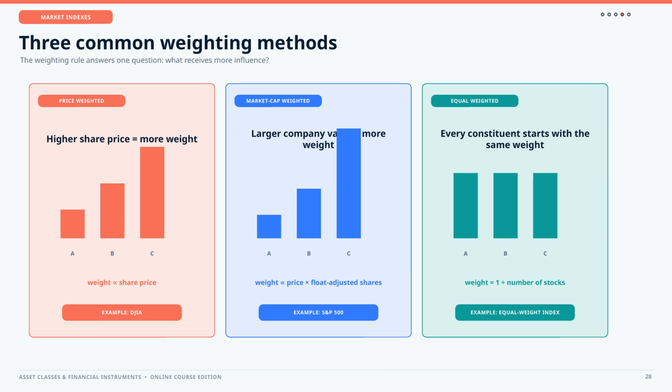The weighting method changes concentration, turnover, and sensitivity. It also changes what an investment in the index means economically: 1 share of each stock, $1 of each stock, or ownership proportional to company size.